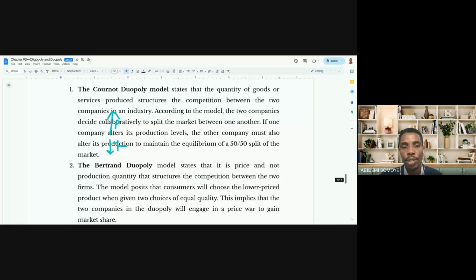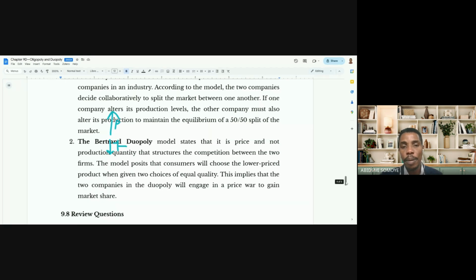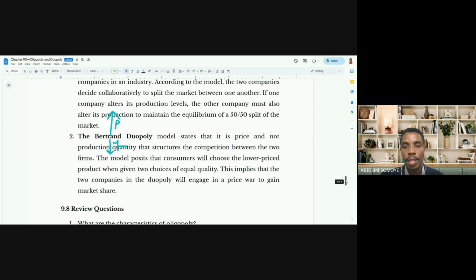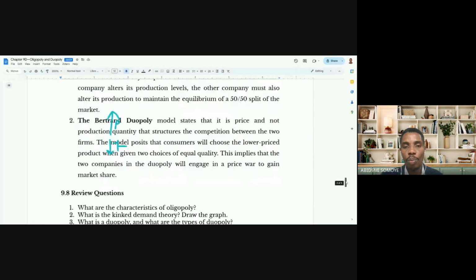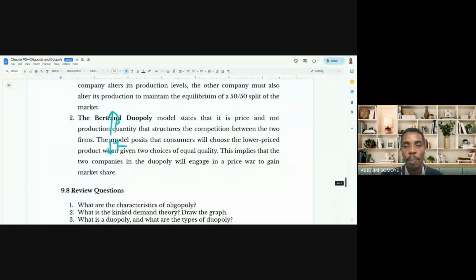What about the Bertrand duopoly? The Bertrand duopoly states that it is price and not production quantity that structures the competition between the two firms. The model posits that consumers will choose the lower priced product when given two choices of equal quality. This implies that the two companies in the duopoly will engage in a price war to gain market share.